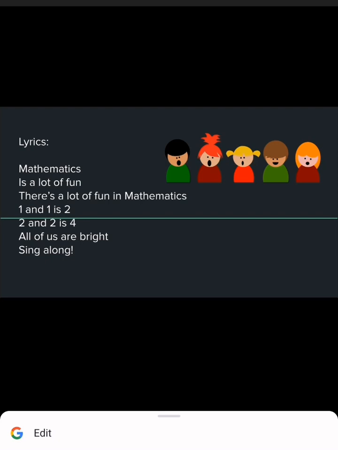Mathematics is a lot of fun. There's a lot of fun in mathematics. 1 and 1 is 2. 2 and 2 is 4. All of us are bright.